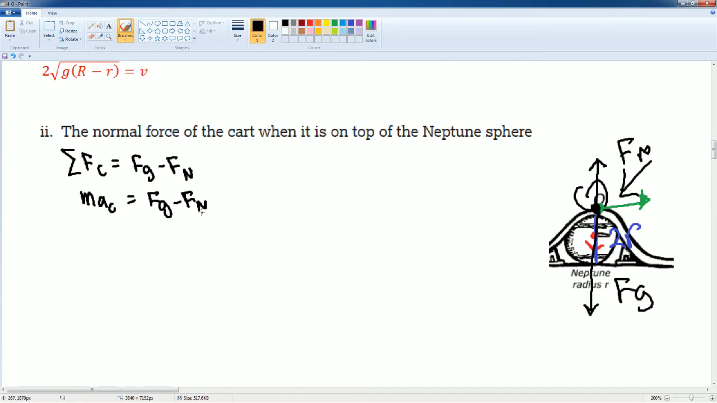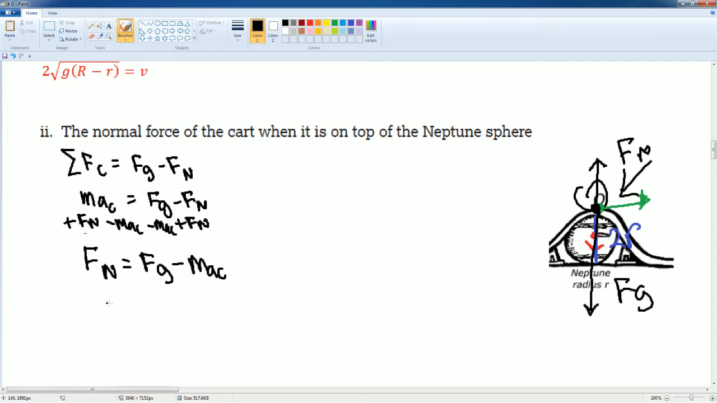Let's solve for Fn. So what can I do here? I'm going to put Fn on this side. I'm going to add Fn to both sides. Then I'm going to subtract MAC. So it should look like this as the next line: Fn is equal to Fg minus MAC.